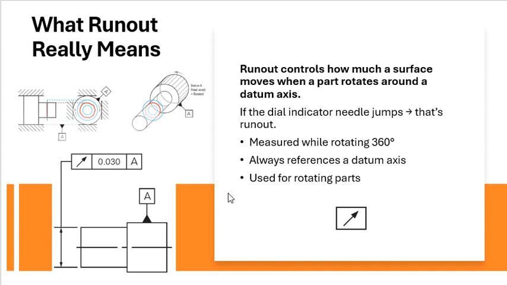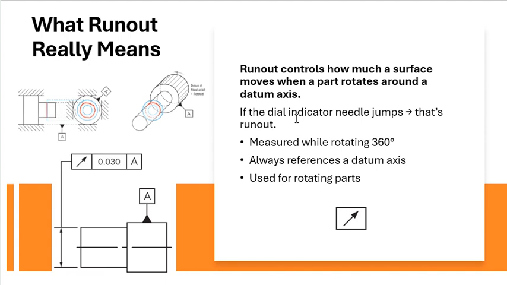Runout controls how much a surface moves when a part rotates around a datum axis. So picture a shaft in a lathe. That's got to be the runout. You hold a dial indicator against your cylinder and rotate it. So if the needle moves too much, that's excessive runout. So if the dial indicator needle jumps, that's runout.